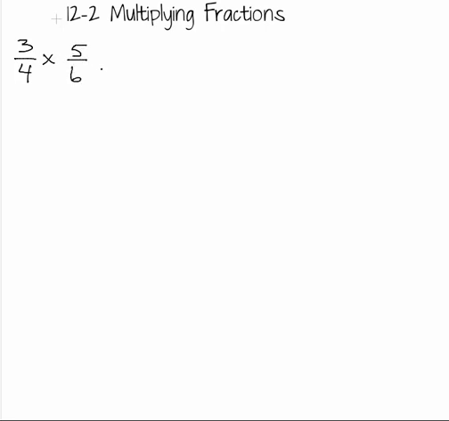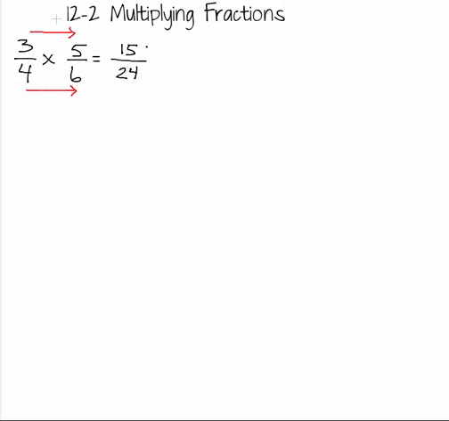Now, the good thing about multiplying fractions is you don't have to find common denominators, so we don't have to go through that. And we do line them up side by side like this. So when you're multiplying fractions, all you have to do is multiply across the numerators and across the denominators, and you're done. So let's do 3 times 5 is 15, 4 times 6 is 24.